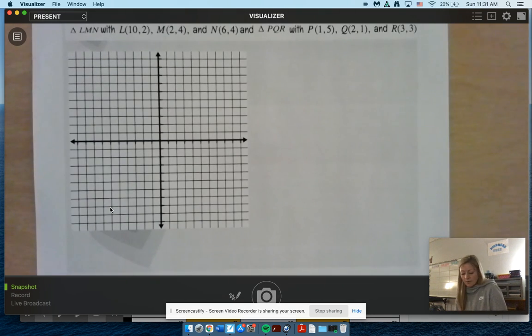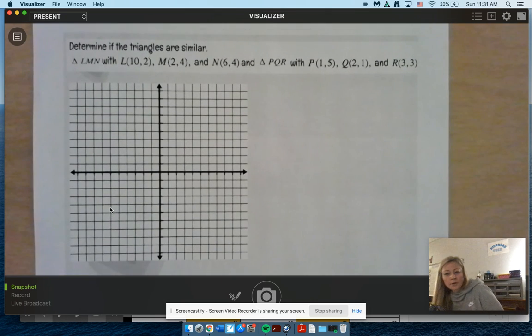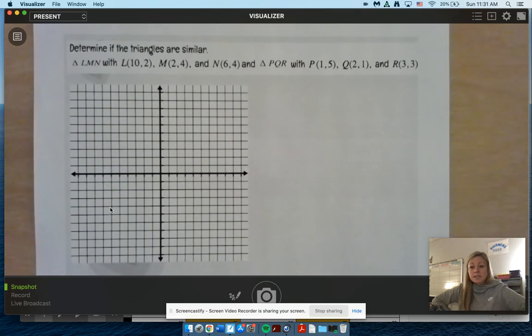Now this last one, they want us to figure this out if they're similar on the coordinate plane. So yes, there is some distance formula action that needs to happen. However, I don't want to do that alone. We might do it in class, we might not do it in class. We will decide when I see you next. So actually, we are done with notes for today.